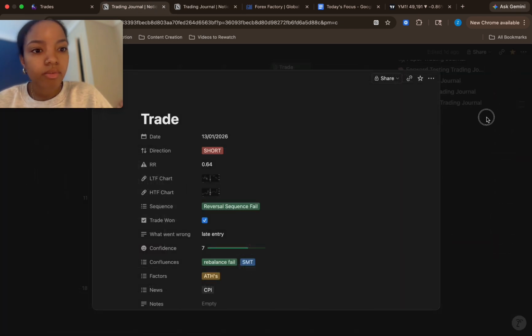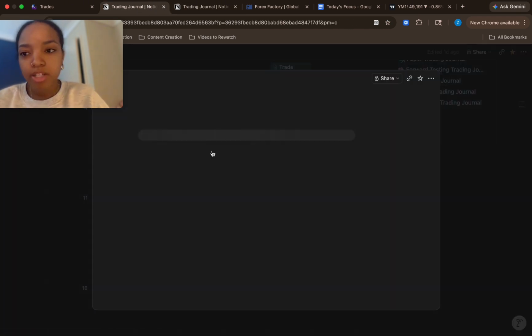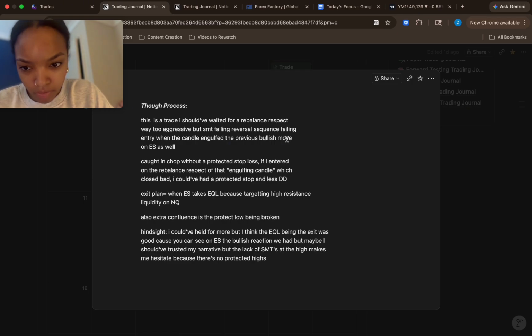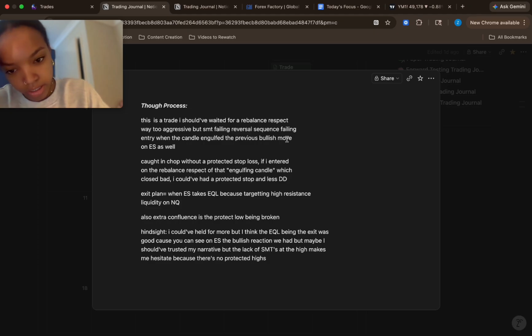Alright. I feel like when I see price trickling down like that, I need to not take it. Why we got 0.5R? This is a trade I should have waited for a rebound to respect. Way too aggressive by SMT failing, reversal sequence failing, entry, caught in chart without protected stop loss. If I entered on the rebound to respect, then golden candle which closed bad, I could have had a protected stop. And let's draw down exit plan when ES takes equal lows because target high resistance liquidity on NQ.